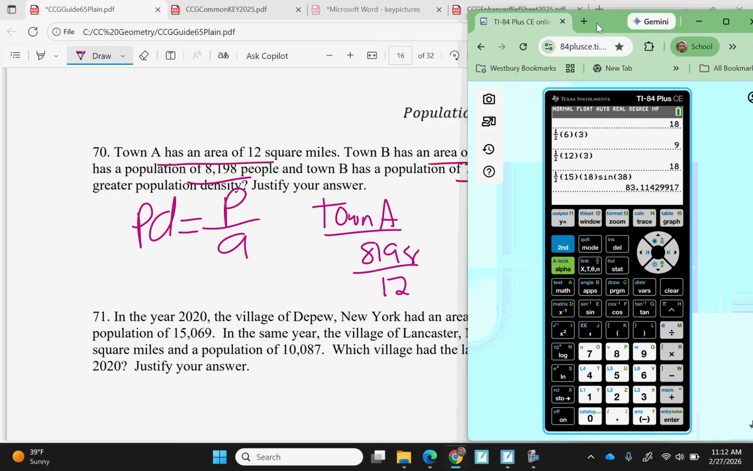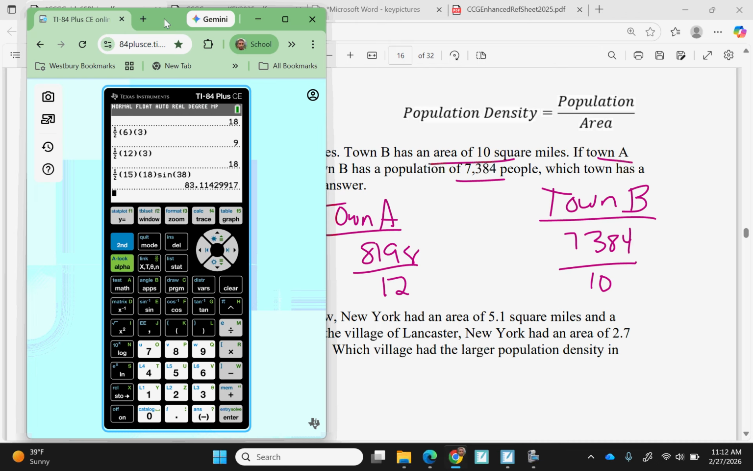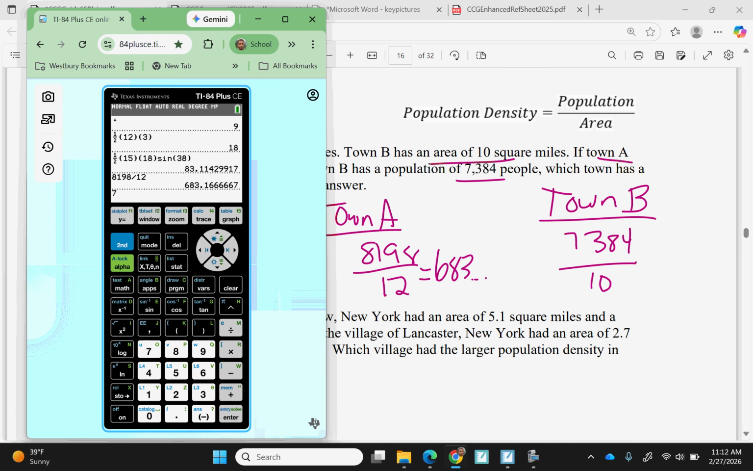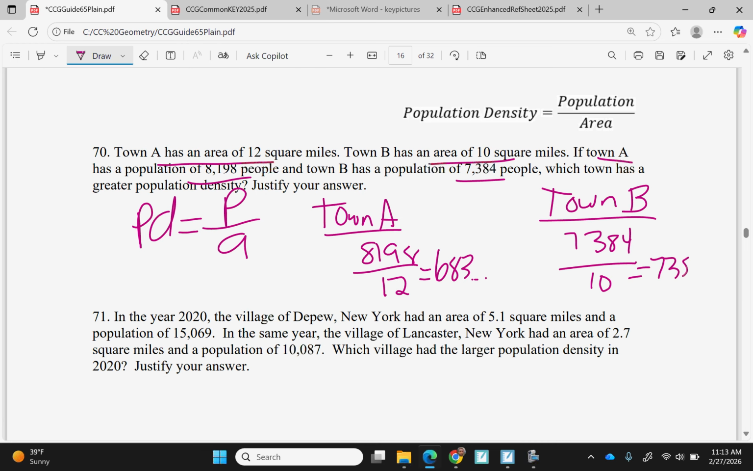So I'm going to go 8198 divided by 12. I got 683 dot dot dot. 7384 divided by 10. I've got 738.4. Which one has a greater population density? Town B. Population density is population over area, PD-PA.